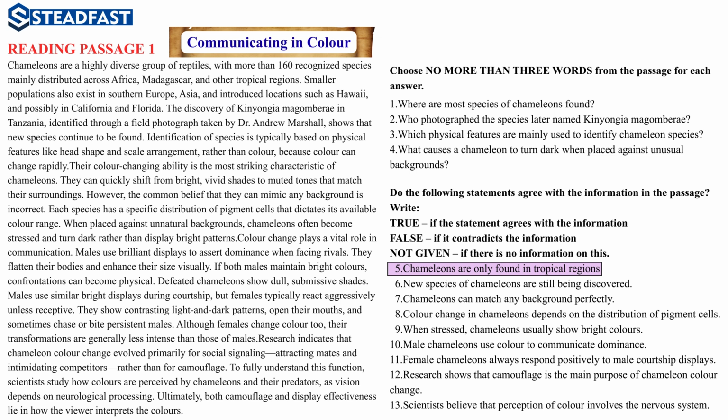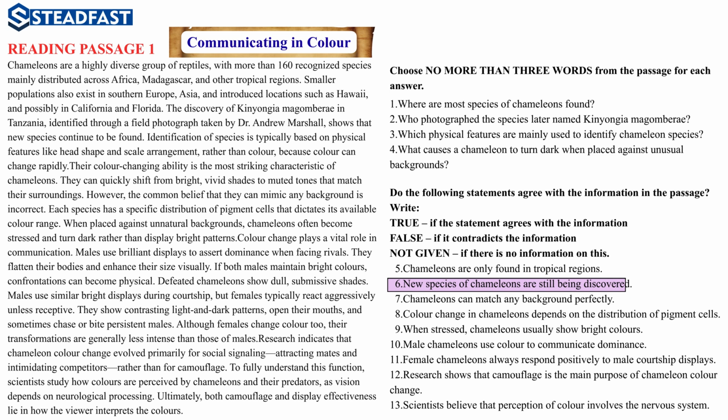Question 5. Chameleons are only found in tropical regions. Look again at the distribution sentence. It mentioned tropical regions but also southern Europe, Asia and introduced locations like Hawaii and possibly California and Florida. Only found in the tropical region is clearly wrong because they are also found outside the tropics. The passage contradicts the statement. So the answer here is false. And the next question 6.